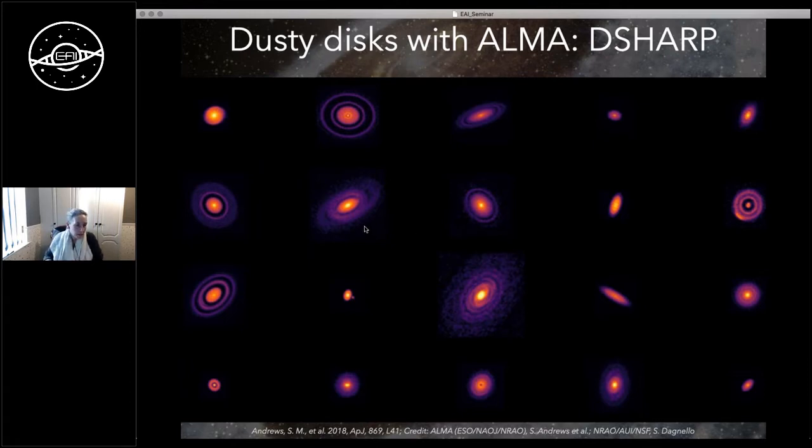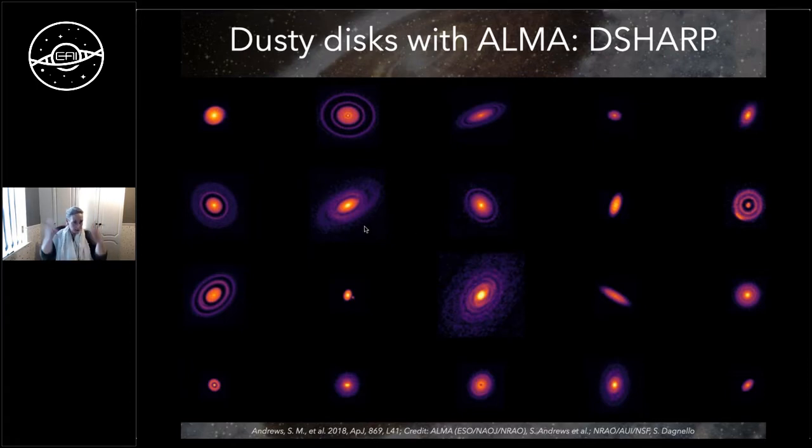So a huge diversity of structure when we put our ALMA glasses on and look at the thermal emission from the disk. But one of the questions is, well, what are these structures telling us? What are we learning about these objects by seeing this very highly structured thermal emission?